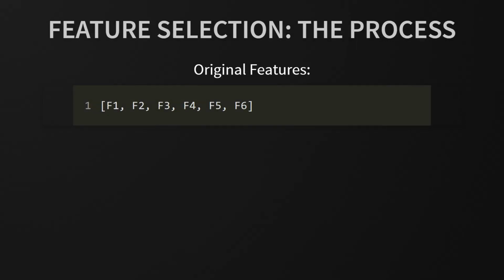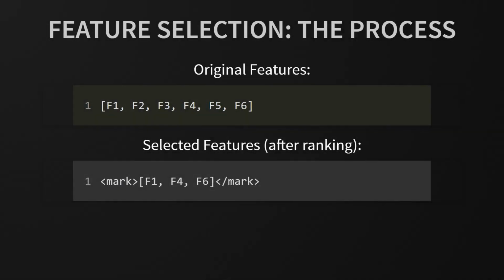Imagine you start with a set of original features. Let's say there are 6 of them, from F1 to F6. You then use some method to score their importance. Based on those scores, you select a subset. In this case, F1, F4, and F6 were the most predictive, so we keep them and discard the others.